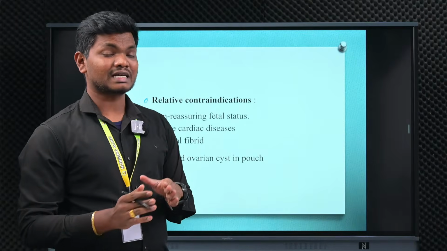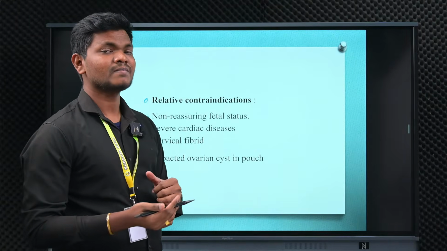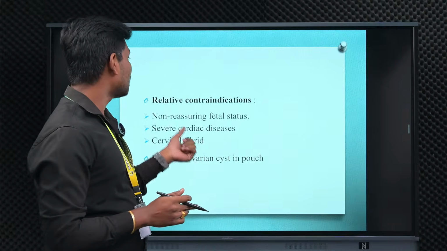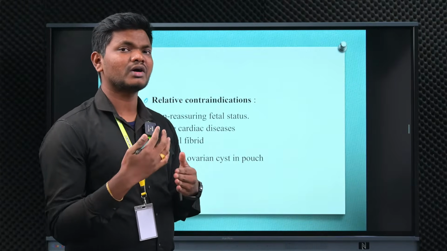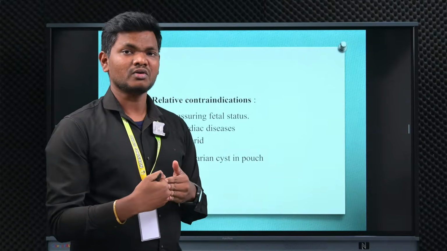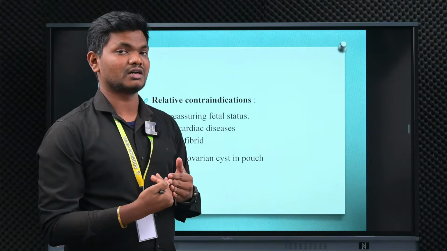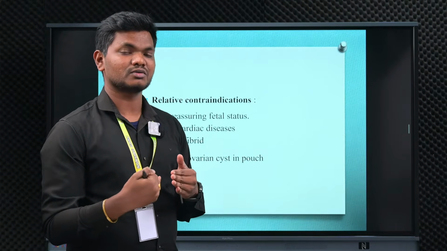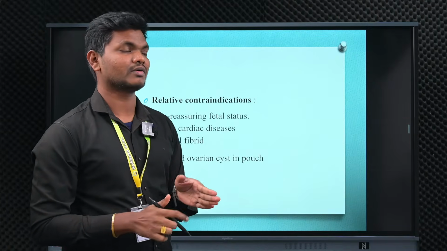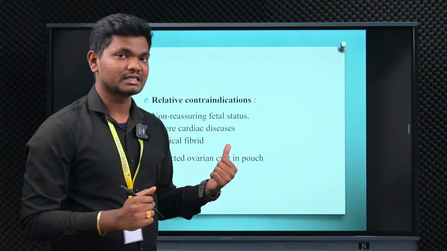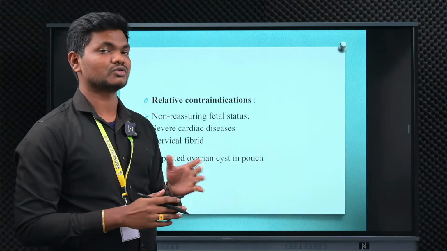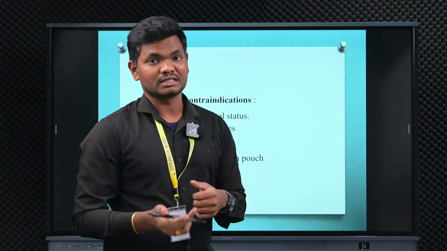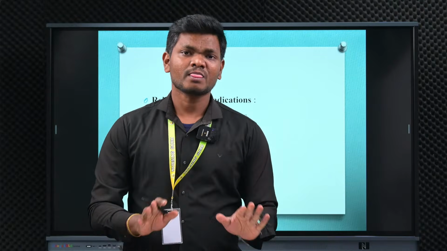Now the relative contraindications. What are the conditions where we can slightly avoid this procedure? Non-reassuring fetal status. We are not able to identify whether the fetus has reached the pelvic cavity or not. When you are not assured that the fetus is at a positive station, that is +1 or +2, or that the fetal station is good, then we should not perform the induction. Severe cardiac disease: if the woman has cardiac disease, then you should not perform it. Also cervical fibroid, as well as impacted ovarian cyst. So these are the conditions where we should avoid the induction of labor.